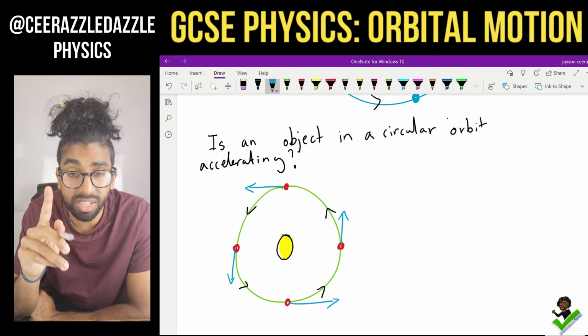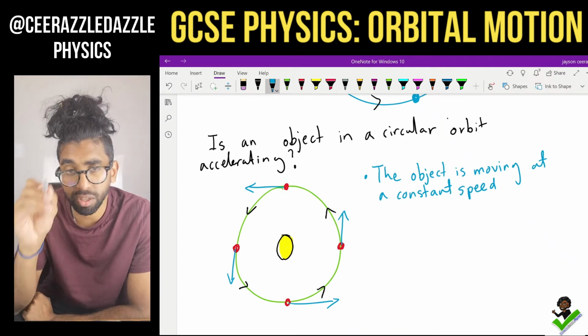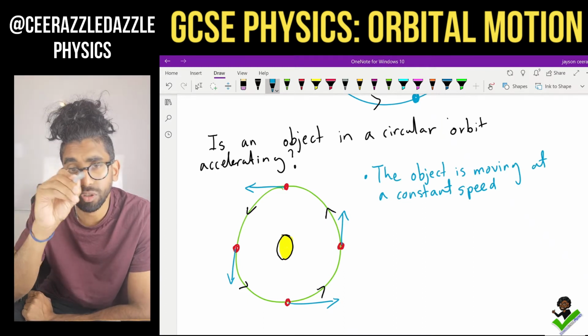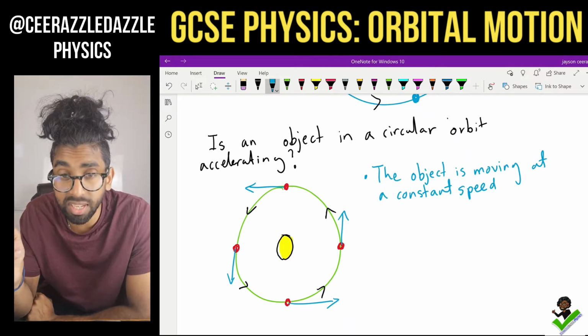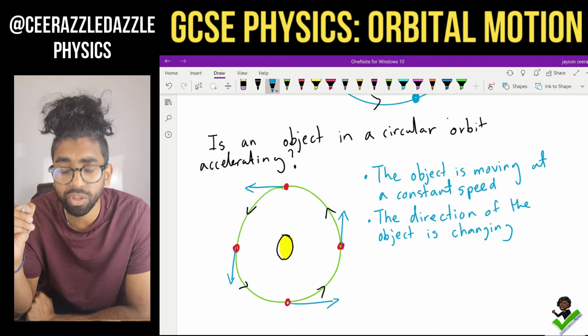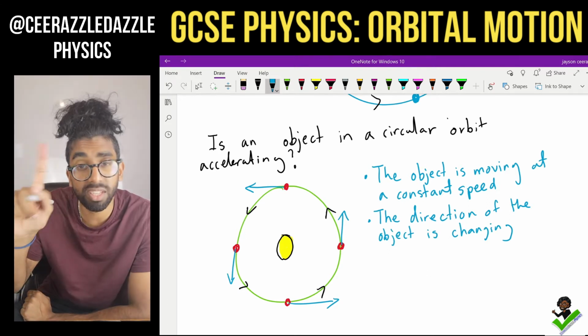So the first thing we're going to put down is that the object is moving at a constant speed. But what is actually changing? The direction of the object is changing. So the direction in which it is facing is changing.